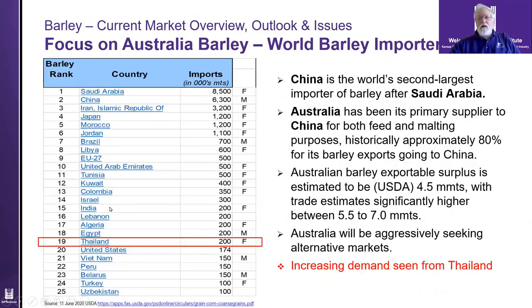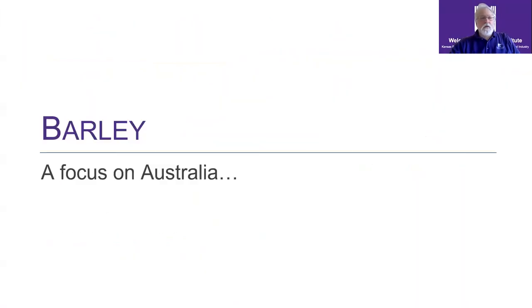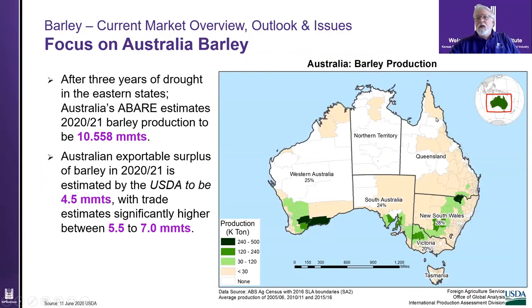Just to highlight on this, the focus on Australia a bit, in full disclosure and disclaimer, I do have a farm in Australia. I am a barley producer as well as a wheat and canola producer from time to time. So this is sort of near and dear to my heart a bit. They expect to produce about 10.5 million metric tons of barley.